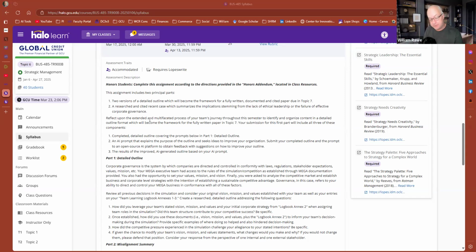The second part of the paper: you need your original outline, and you're going to need a revised outline. I'll show you how to do that. And the third part, which is this part 2 right here, is a paragraph.